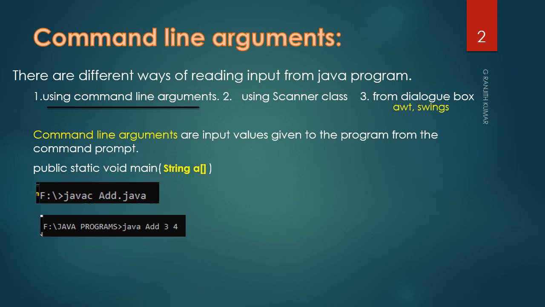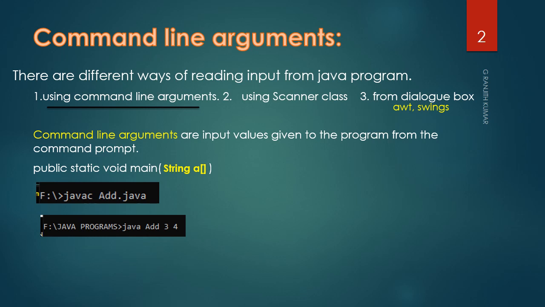That's why we call these values command line arguments, because we are entering input values from the command prompt. If this program is the addition of two numbers, then we pass two values, that is 3 and 4. Depending on our requirement, we can pass any number of values as input, either 1, 2, 3, 4, like that n values we can pass as input to the Java program.